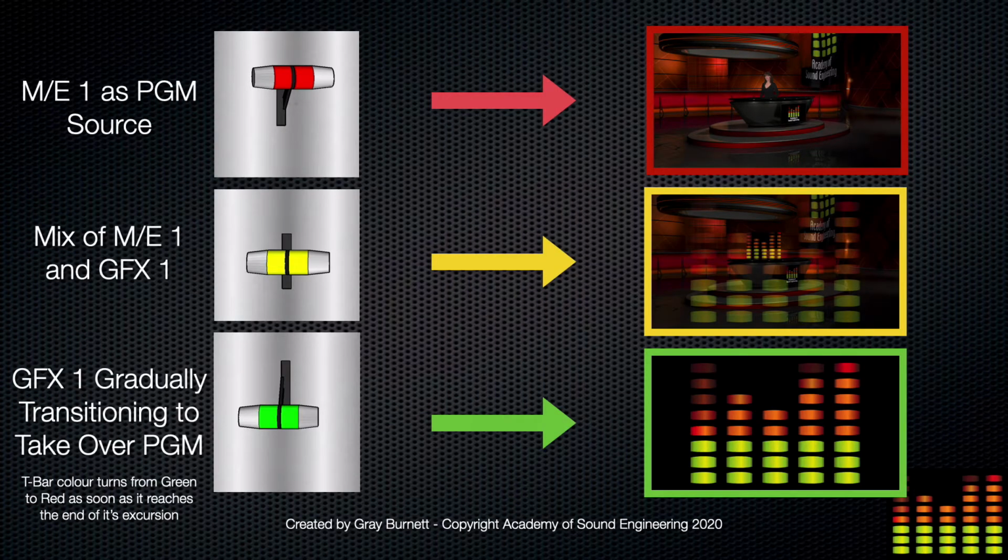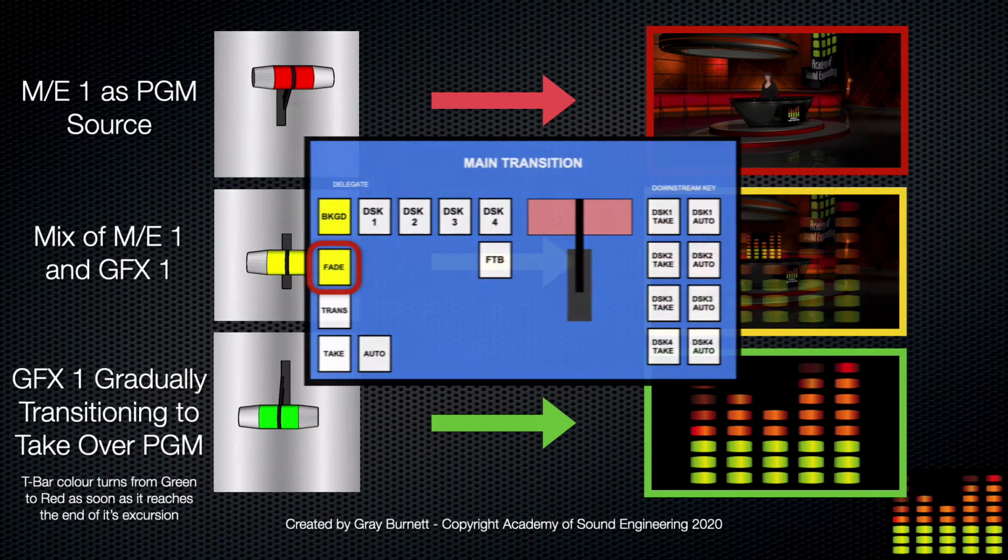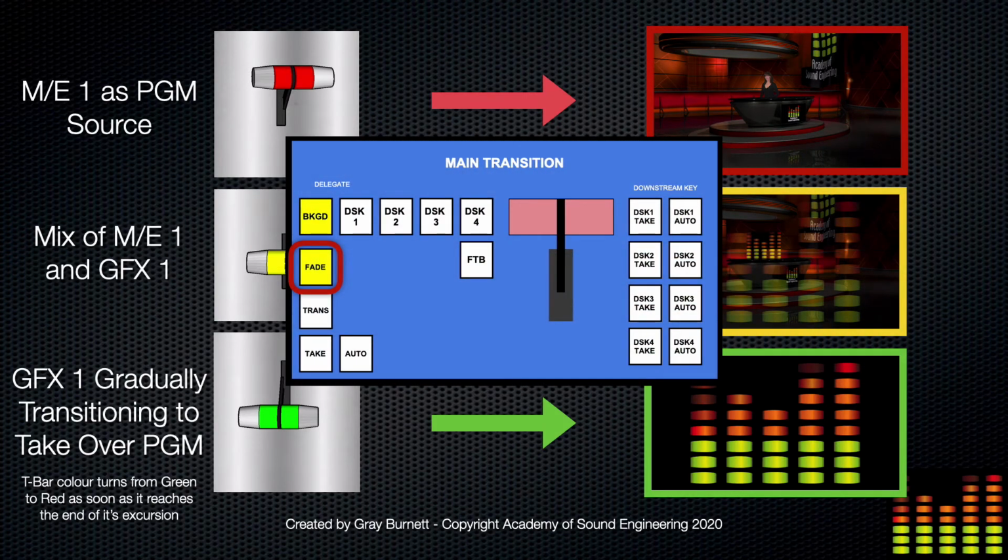Looking at the program output, when pulling the TBar from top to bottom, you will see two things happening. The program output fades from the Virtual Studio to the ASE logo. The TBar also changes color from red at the top down to green near the bottom, and then changes back to red when the transition is complete. It's important to understand that this fade occurs because it has been set to fade. Alternatively, you could set the TBar to perform a transition with the trans button below.